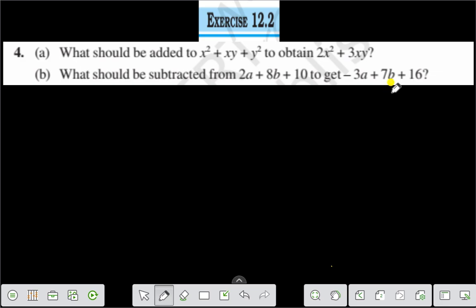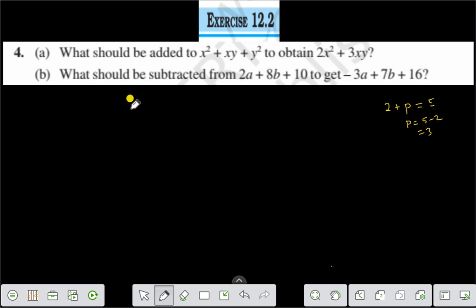what should be added to 2 to get a number 5, right? What should be added to 2 to get 5? Let p should be added. P should be added to get the value 5, right? This 2 plus p is equal to 5. So p is equal to 5 minus 2, that comes to 3. That means 2 plus 3 is equal to 5.